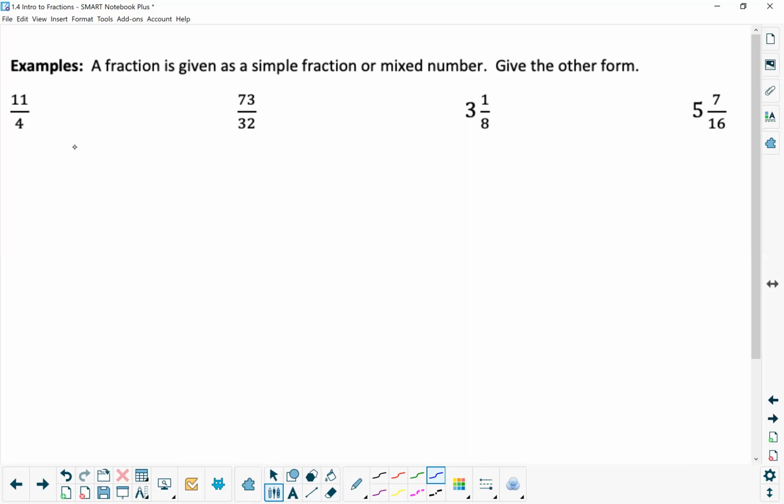The first 2 being improper fractions, we're going to divide to turn them into mixed numbers. We let the denominator divide into the numerator. 4 goes into 11 twice. 2 times 4 is 8. Subtract. So our mixed number would be 2 3/4.